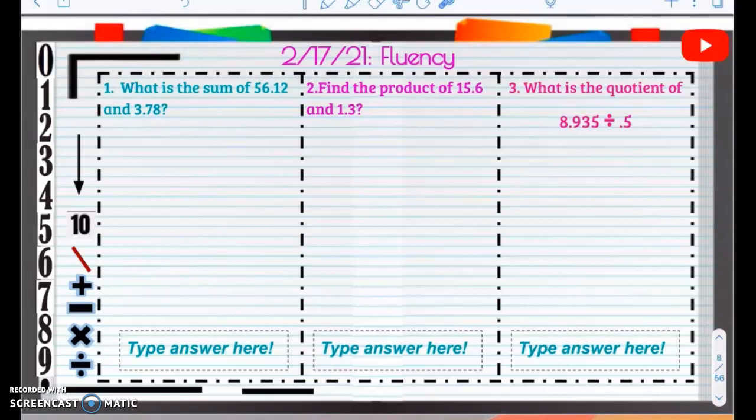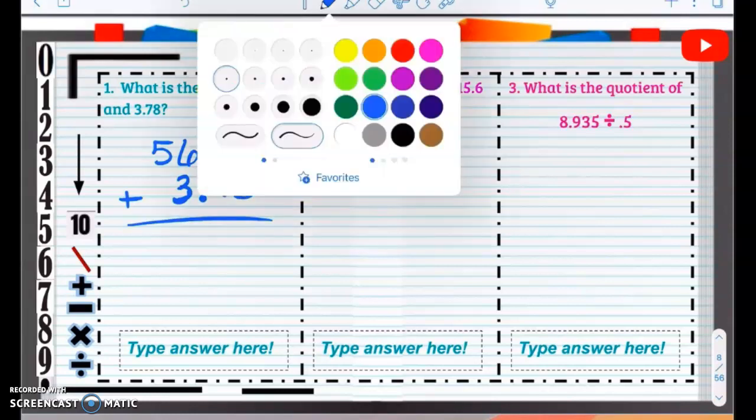Our fluency, the first one: what is the sum of these numbers? Remember, the sum means we are going to add. And when we add, we have to line up our decimals. So we have 56 and 1200ths plus 3 and 7800ths. All right, let's add.